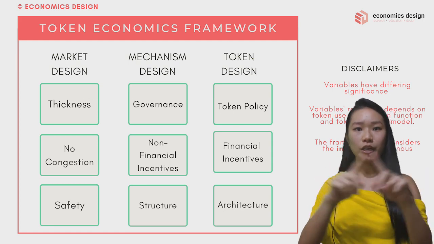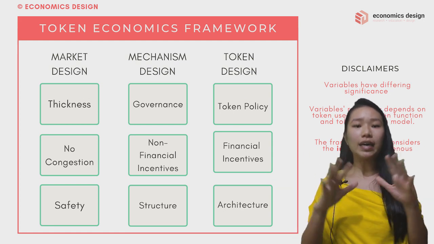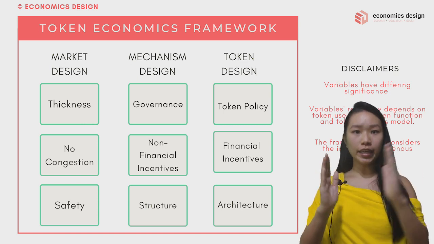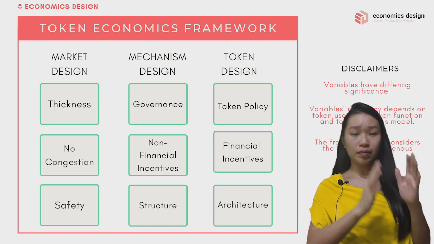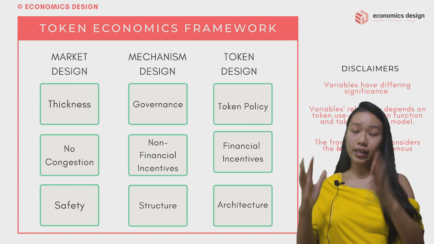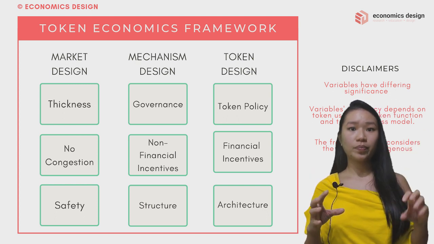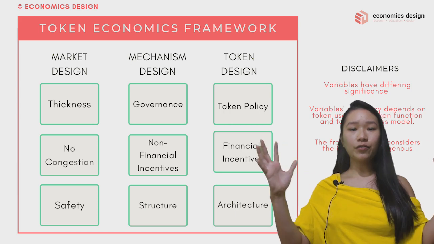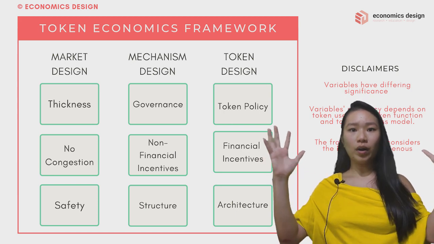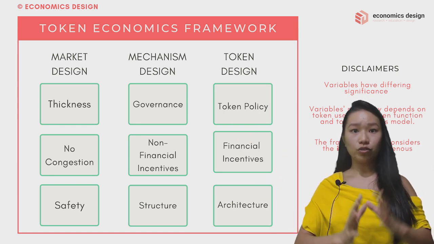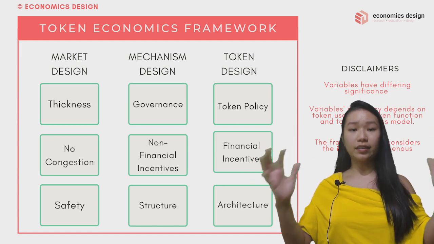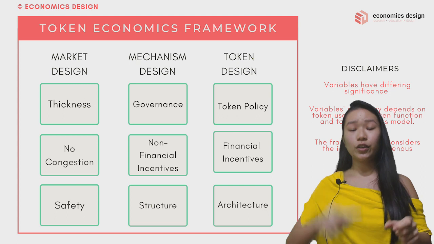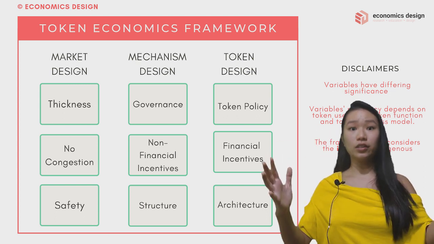I've designed the framework into a very nice little table, and there are 9 boxes. In each pillar, so you have market design, mechanism design, token design, you have 3 boxes. And in each box, you have other variables involved. I think it's very important to go from broad to very narrow. The broad level is the design of the pillars themselves. You have to design the environment, you have to design the rules, then you have to design the incentive itself. Those are the 3 pillars.